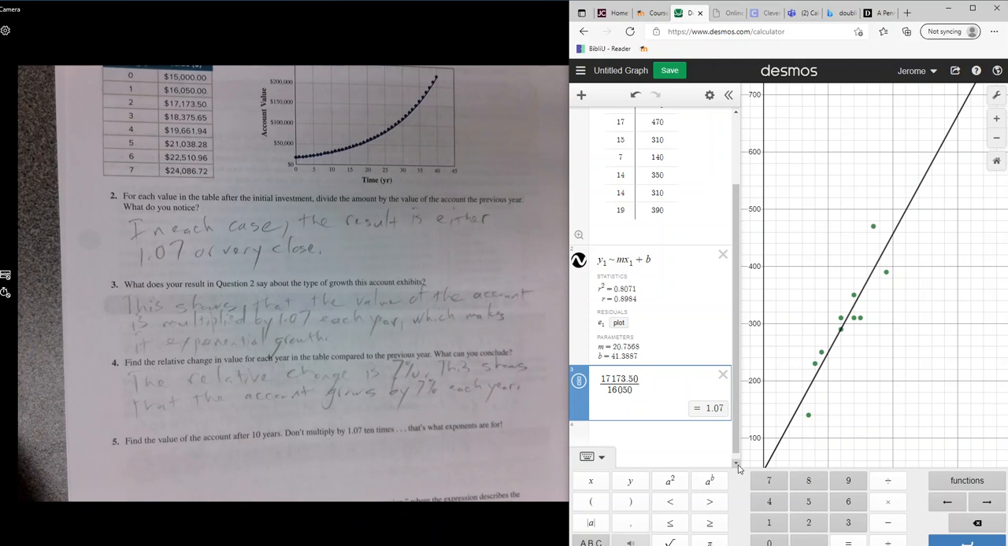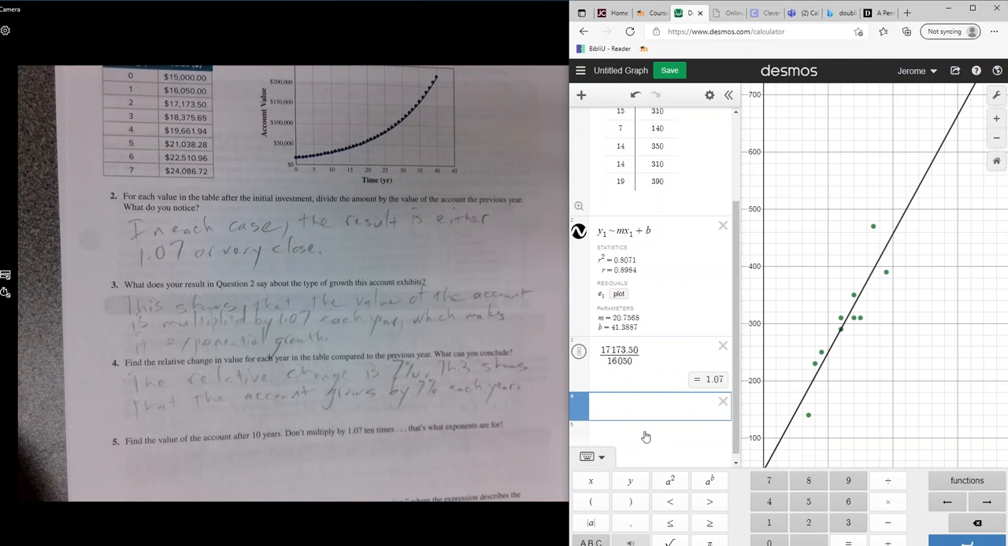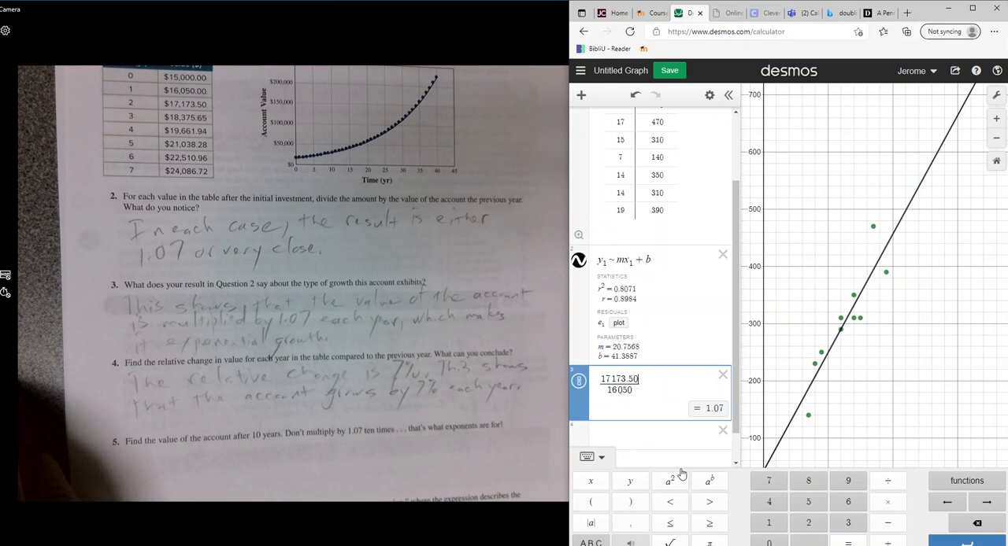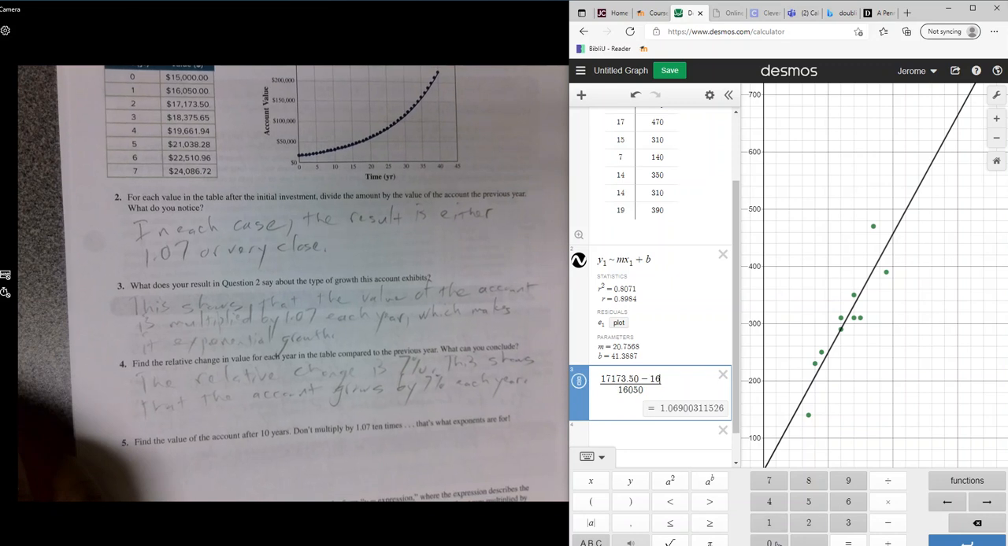Okay, remember we do percent increase divided by percent decrease. Now, if we take this value here, remember, the original of this value would be the 16,050. So we would take the 17,173.50 minus the 16,050 and divide it by 16,050. And we would do that for the previous one as well.